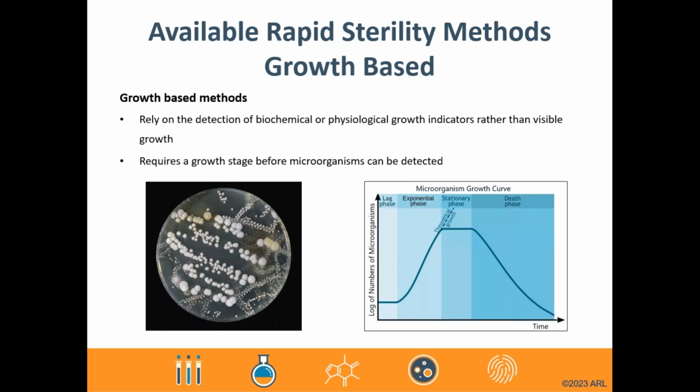Growth-based rapid sterility technologies are often started in the same manner as conventional sterility testing, but then they differ in that they rely on the detection of either biochemical or physiological growth indicators rather than that typical visible or macroscopic growth. This generally allows for a much more rapid detection compared to traditional methods, but it does require that variable enrichment or growth stage before microorganisms can be detected. That is especially true in samples which contain low levels of contamination.